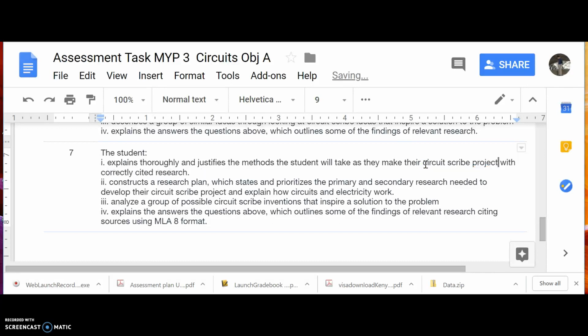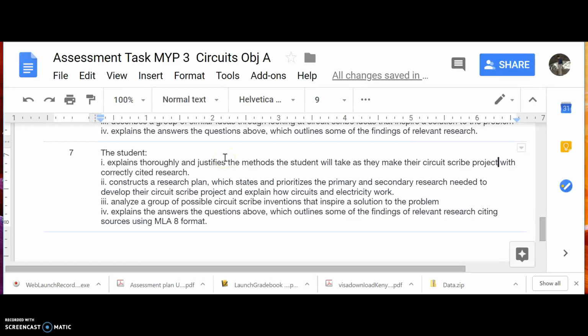Sorry about that. And with your correctly cited research, we will be going over MLA format, which is what we use for all of our research citing at TASOC. So we'll be going over that in class. If all of your sources are in MLA format, then you get that section, because all of your stuff is cited correctly and explained thoroughly, so make sure those explanations are detailed and that you have reasons for them.